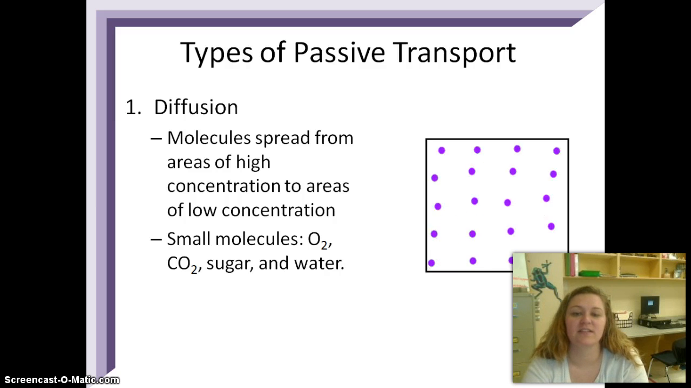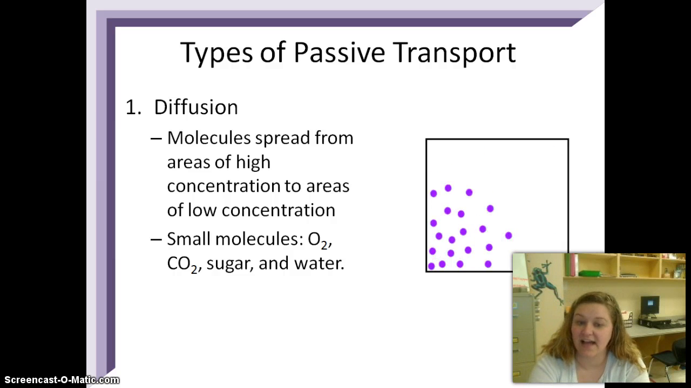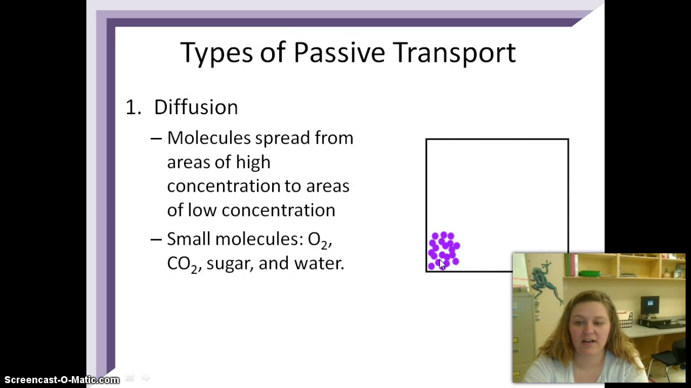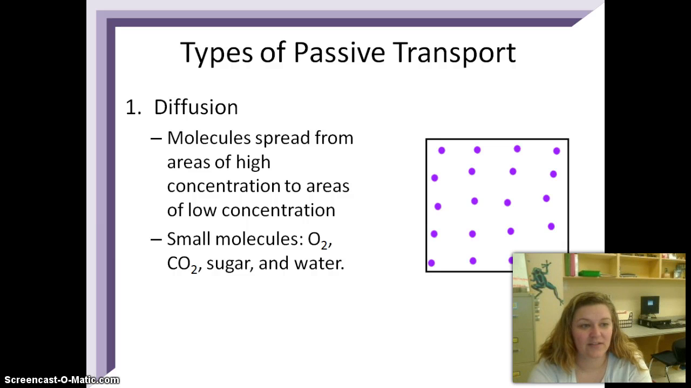The first is diffusion, and this is when molecules spread from areas of high to areas of low concentration. And this is going to happen with small molecules. So if you watched this image right here, you saw that the molecules started out in the corner and then they spread out. Okay, so they're going to keep spreading until they reach an equilibrium. This is why whenever somebody farts in class, it only smells bad for a certain amount of time.